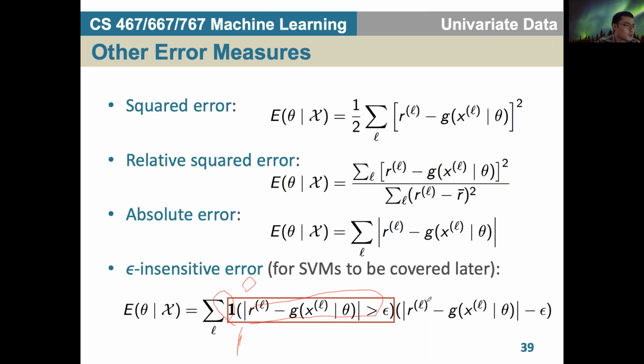This is basically saying that if your error relative to the true value is less than epsilon, this term will be 0. So the summation is adding 0, and you will not contribute any error to the loss function, to the error function. Only when you are different from the true value by more than epsilon does this start to be 1, and you start to penalize.